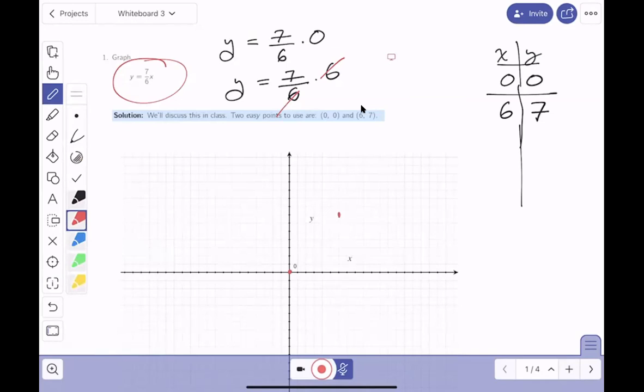All right, let me just point out what I just did now. So I counted over 1, 2, 3, 4, 5, 6. And I counted up 7. 1, 2, 3, 4, 5, 6, 7. I did a pretty good job. Now what I'm going to do, I got my 2 points down, equation of a line. What am I going to do now?